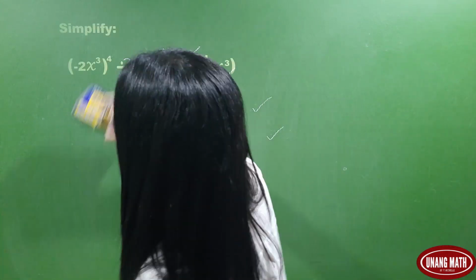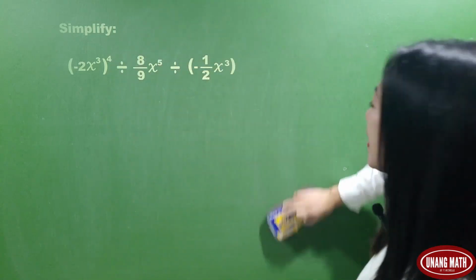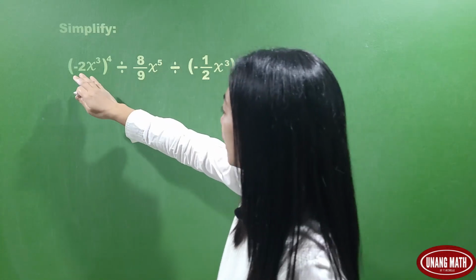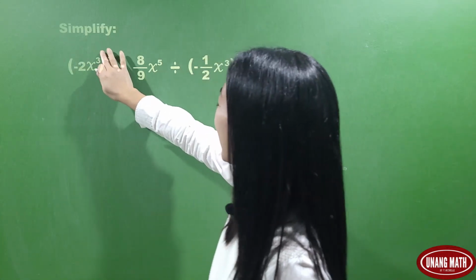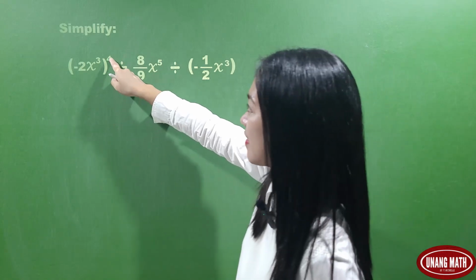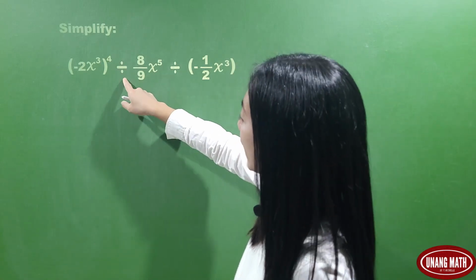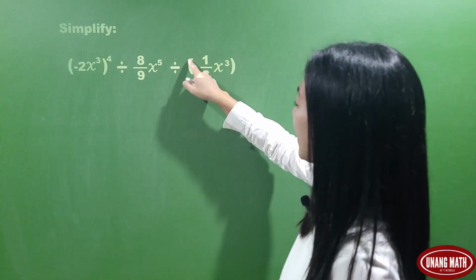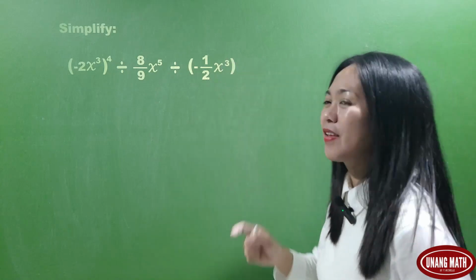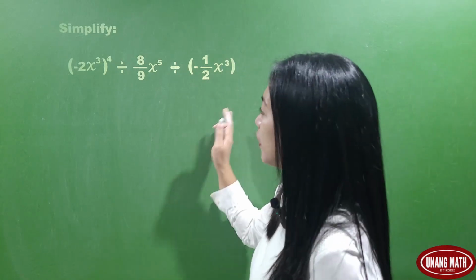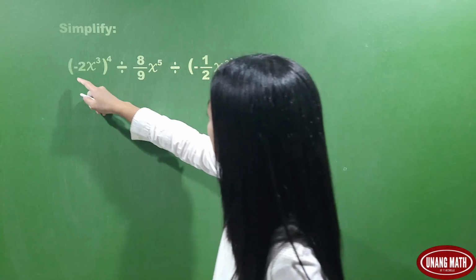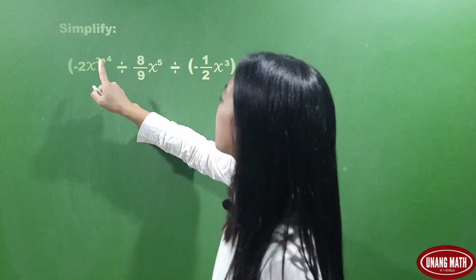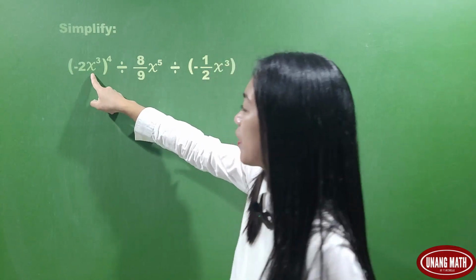This time, let's answer the simple problem. Simplify this expression. We have here negative 2x raised to the power of 3 inside the parentheses, and this is raised to the power of 4. Divided by 8 over 9 x raised to the power of 5, divided by negative 1 half x raised to the power of 3. To simplify, first, we need to remove this parenthesis by simplifying this expression.